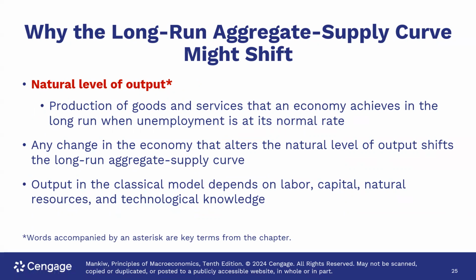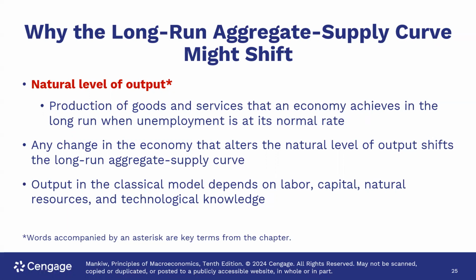So this is the level of output when the entire economy is run at full capacity, right? Any change in the economy that alters the natural level of output shifts the long run aggregate supply curve.